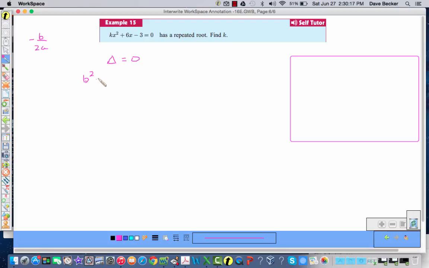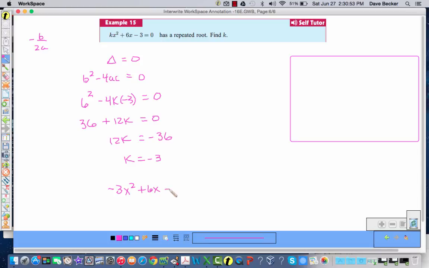So we need b squared minus 4ac to be equal to 0. We need 6 squared minus 4 times k times negative 3 to be equal to 0. 36 plus 12k equals 0. 12k equals negative 36. K is equal to negative 3. So that means that, replacing k in the original quadratic, negative 3 x squared plus 6x minus 3 equals 0. So it has a repeated root.